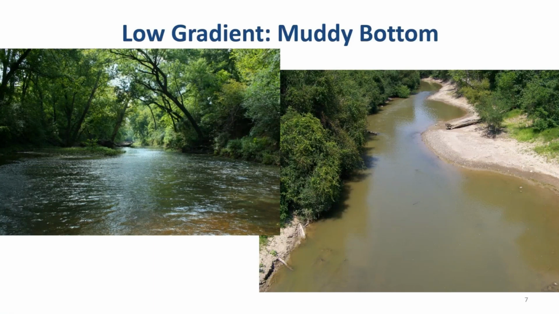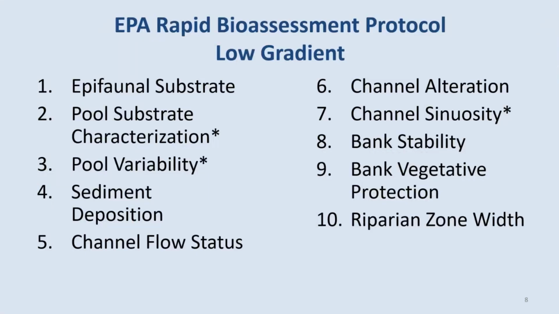And just real quickly, so you know what this is in contrast to, the muddy bottom or low gradient. They're not always muddy, sometimes they're sandy, but they're usually not very rocky at all because we're talking about the coastal plain. They're going to look more like this. They're not going to have those boulders sticking out like you would probably see in a high gradient stream. And there are 10 questions. Most of them are the same, but there's a few that are different from high gradient.